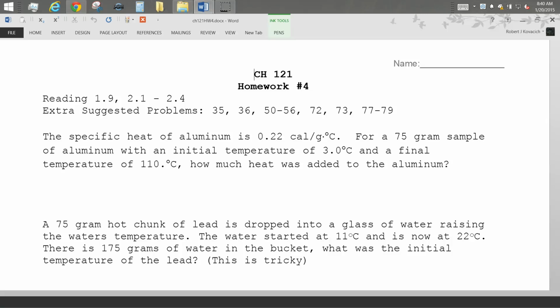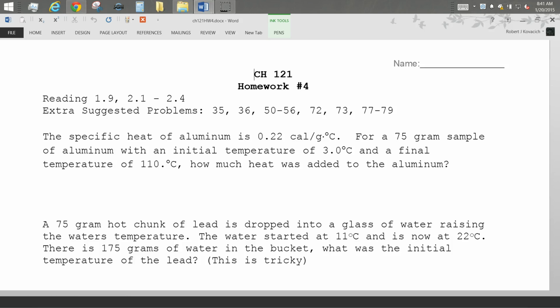Do I care what the aluminum's initial temperature is? I don't care what the initial temperature is. I only care what the difference between it and the final temperature is. So the initial and final temperatures are only important in the fact that I can figure out what the change is. If I add this amount of heat to aluminum at any temperature, its temperature is going to go up whatever we calculate.